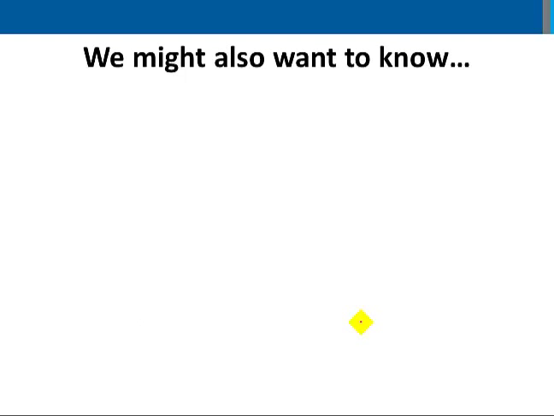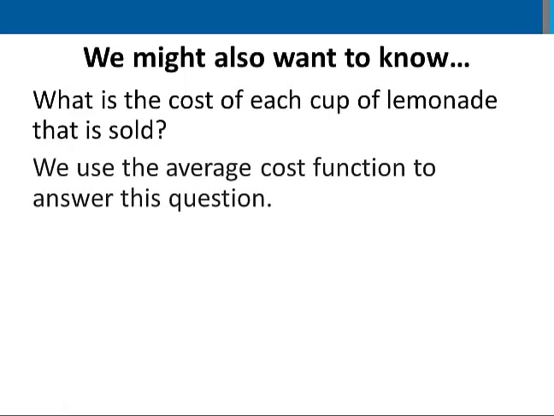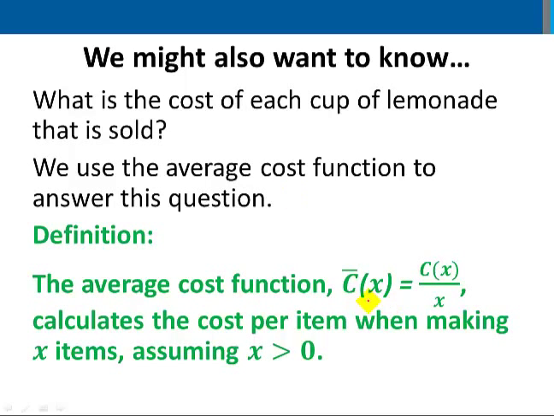We might also want to know here, what is the cost of each cup of lemonade that is sold? We use the average cost function to answer this question. We know that the price per cup of lemonade is 50 cents, but how much does it cost to produce each of those cups of lemonade? So the average cost function, by definition, is C bar of X equals C of X over X. So it's the cost function divided by X. This calculates the cost per item when making X items, assuming X is greater than 0.